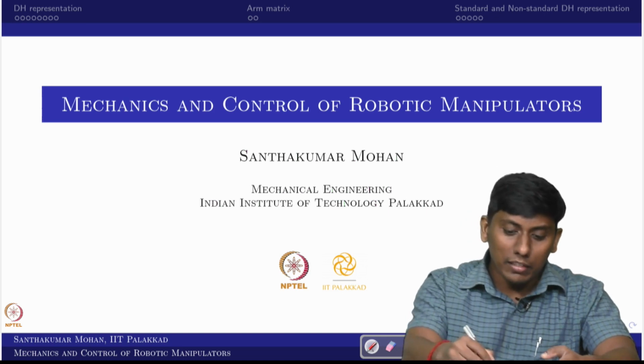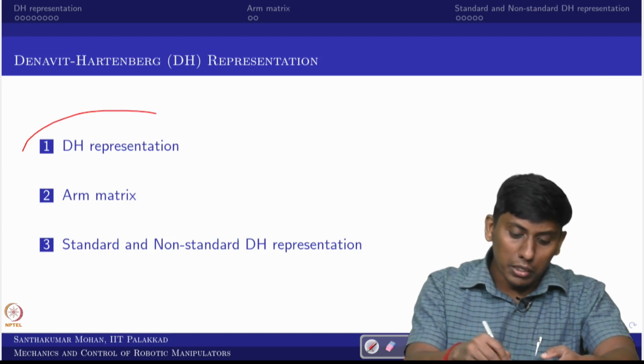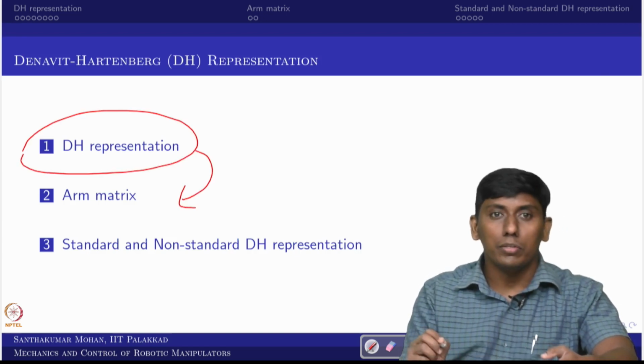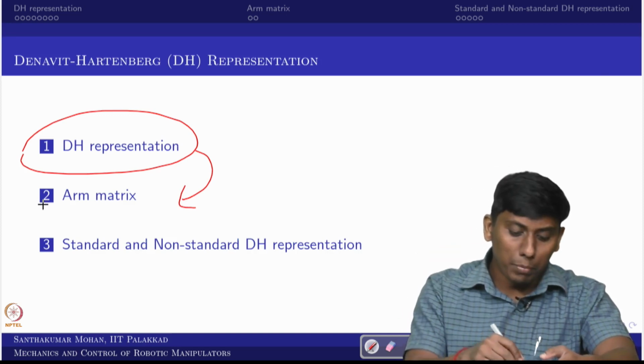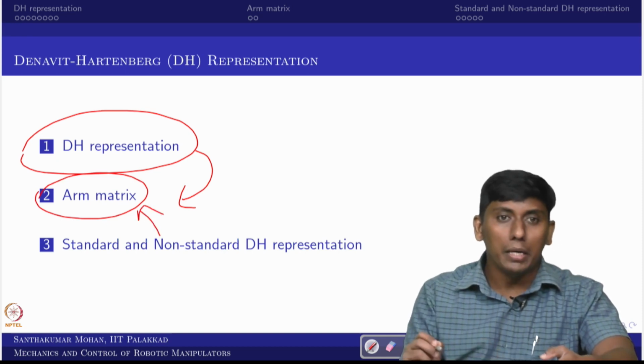If that is the case, what can we expect from this lecture? We would be talking about DH representation. Finally, the outcome is the transformation matrix, but since this is related to a robotic arm, people call it the arm matrix. And even this arm matrix we can obtain in two ways.